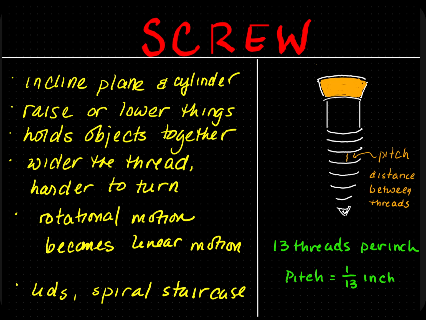The distance between each thread is the pitch. Usually the pitch is given in threads per inch. And to find the pitch, you have to take the reciprocal. That becomes 1 inch per 13 threads. And that will give you the distance of the pitch, or the distance between the threads.